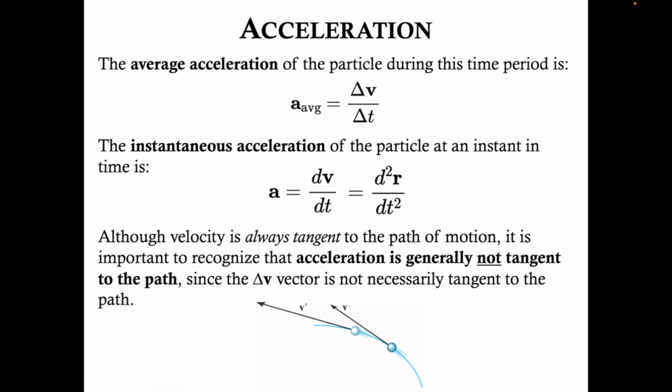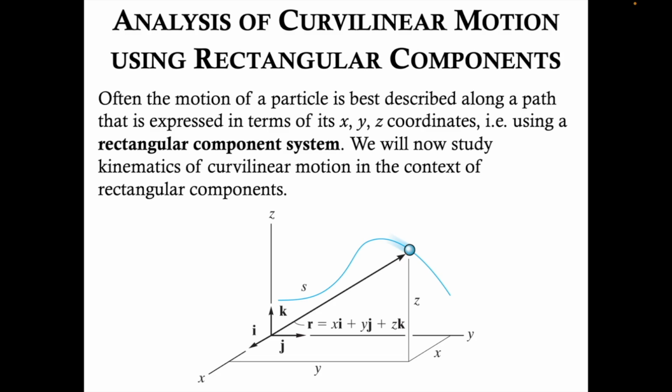Although velocity is always tangent to the path of motion, as we've discussed, it is important to recognize that acceleration is generally not tangent to the path, since the delta v vector is not necessarily tangent to the path. Often the motion of a particle is best described along a path that is expressed in terms of its x, y, z coordinates, i.e. using a rectangular or Cartesian component system.